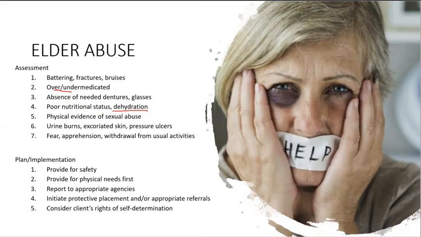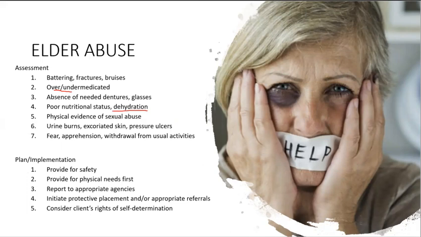You will see urine burns. The skin might be excoriated. You will see pressure ulcers. You know, signs of poor hygiene to let you know this elderly patient is not being taken well care of. Again, we could notice fear, apprehension, withdrawal from usual activities. You could even see symptoms of anxiety, depression, confusion. You will see withdrawal from family members or friends. So these could all be pointers to elderly abuse.